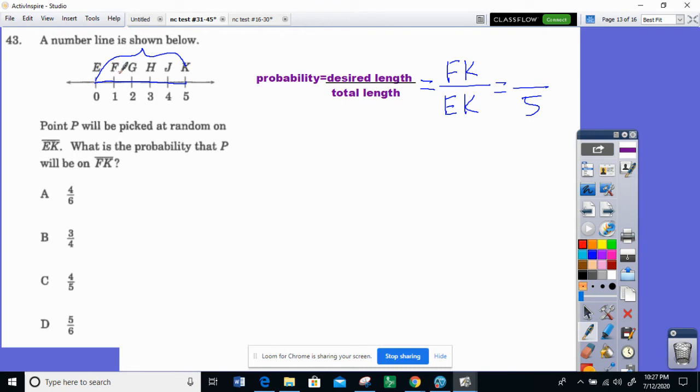But what about the length of segment FK that we're wanting to find the probability for? That's the length of 1, 2, 3, 4 units. So that gives us an answer of 4 out of 5, or C.